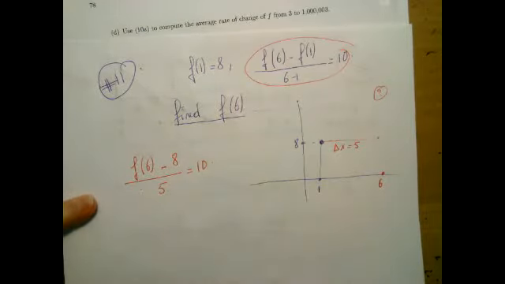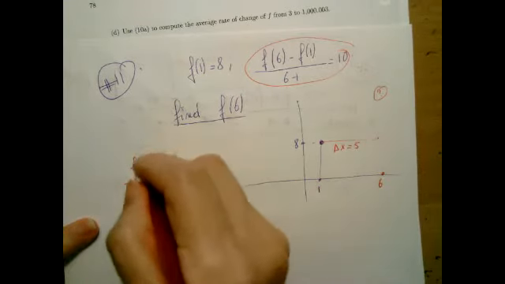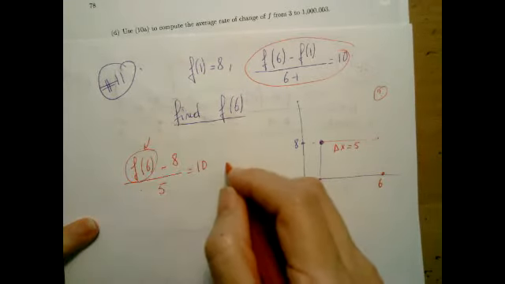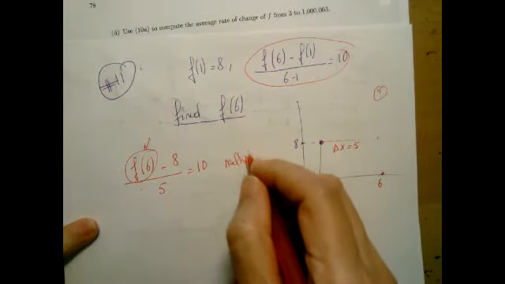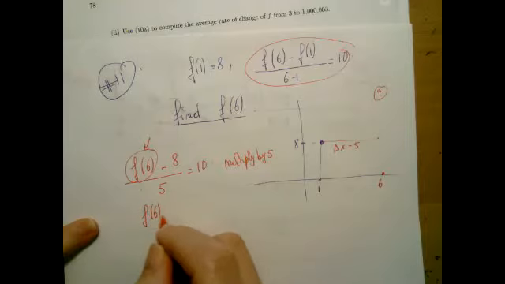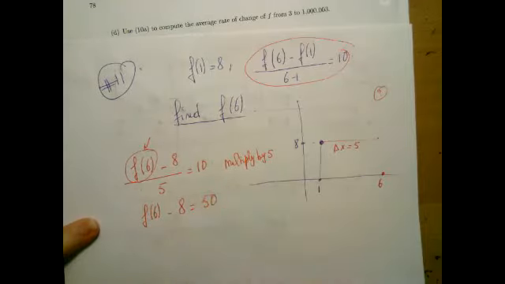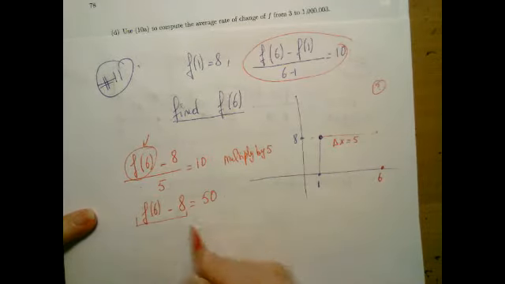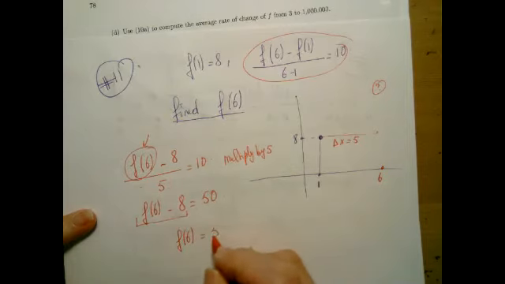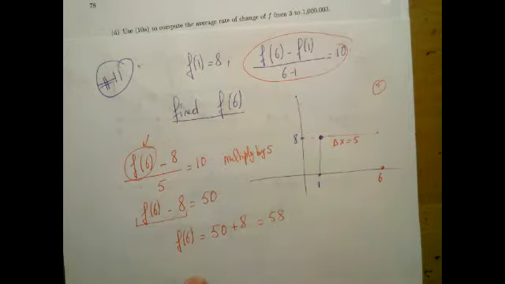So I will do it purely algebraically. It means f of 6 minus 8 over 5 equals 10. So I want to solve for f of 6. That's my unknown. So I multiply by 5 both sides. So this will give me that f of 6 minus 8 will be equal to 50. And it means basically that's the change in y. The change in y is 50. It means f of 6 has to be 50 plus 8. This is equal to 58.